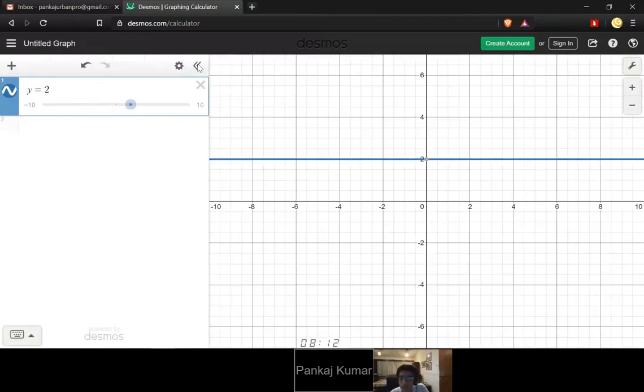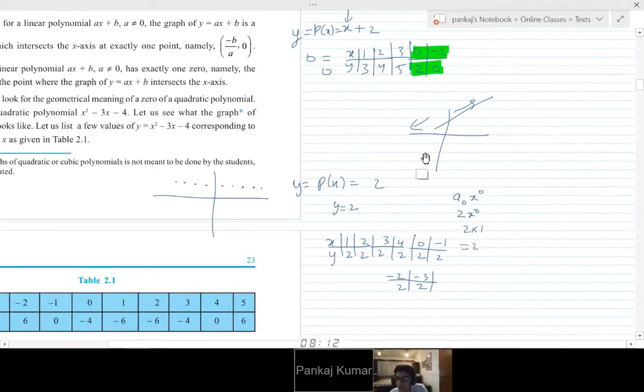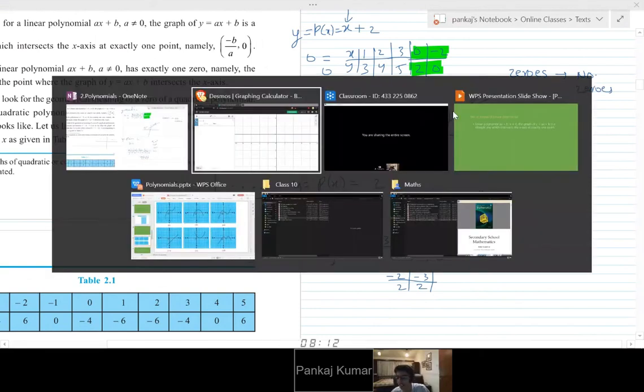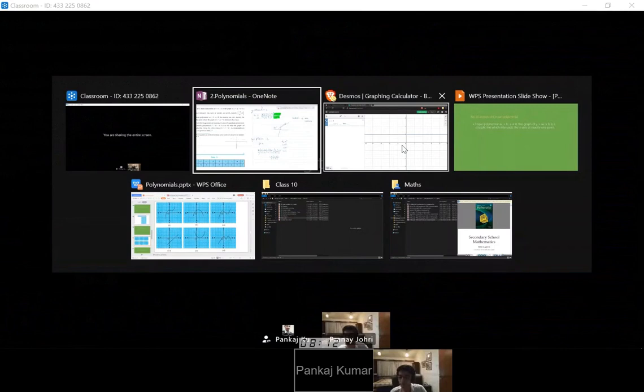So does it have any zeros? Does it cut on any point on the x-axis? No. So what is the number of zeros for this polynomial? 0. So you don't write zero zeros, just write no zeros. Otherwise, you will get one more zero in the question. Remember this.